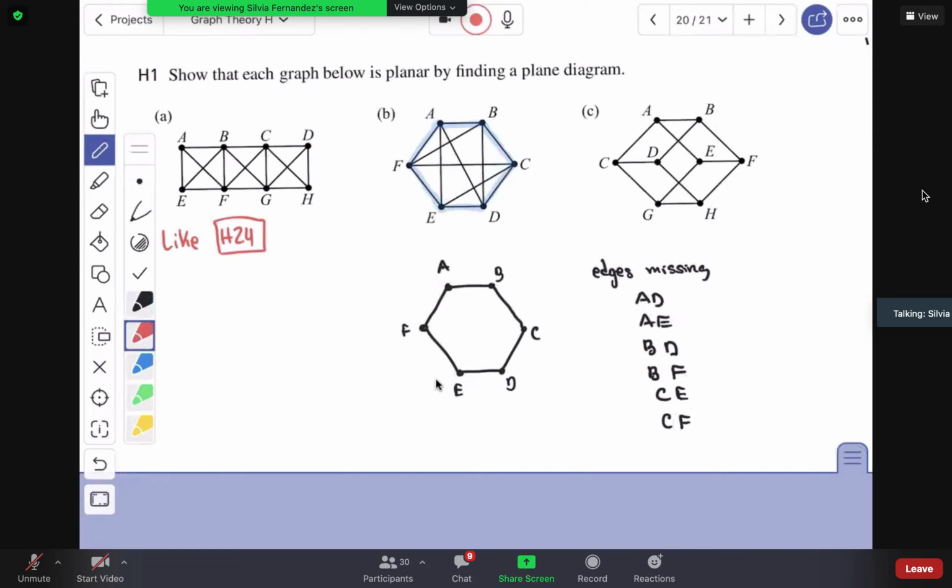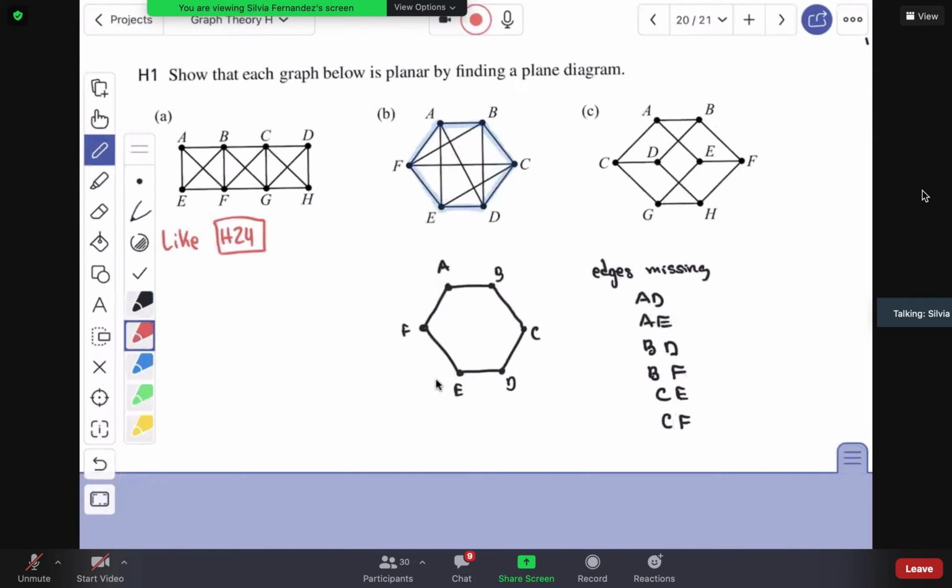Oh, by the way, this is another one of those problems where, if you're showing that it is planar, the order in which you add them, whatever you do, doesn't really matter as long as you show me a plane drawing. Okay? But if you're using the Hamiltonian circuit technique to prove that it's not planar, you need to give me the order in which you added the lines.